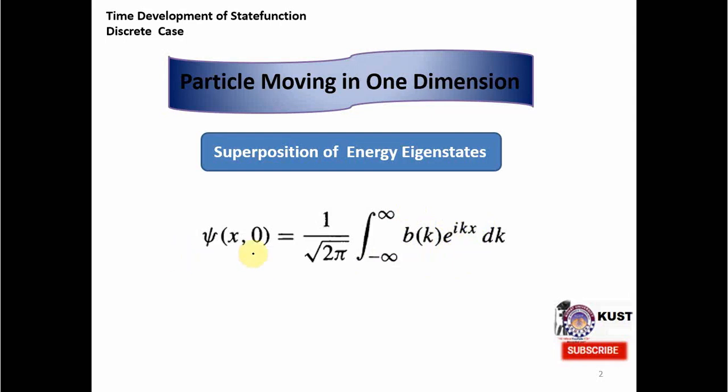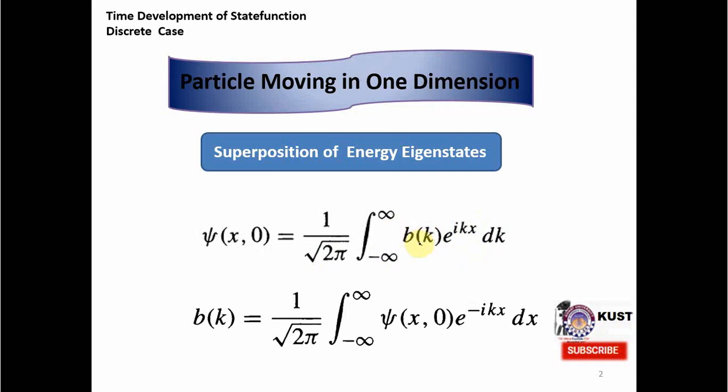And you can see now the initial state function, by initial I mean when time t is equal to 0, is expanded in these eigenbases which span the Hilbert space, and these b_k are the coefficients which will correspond to the probability.